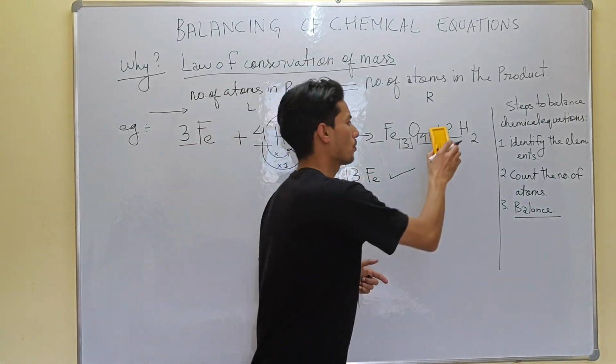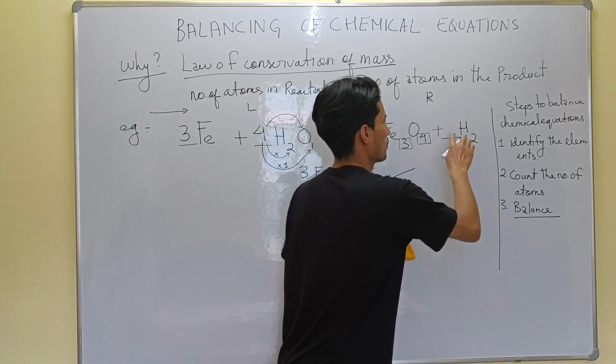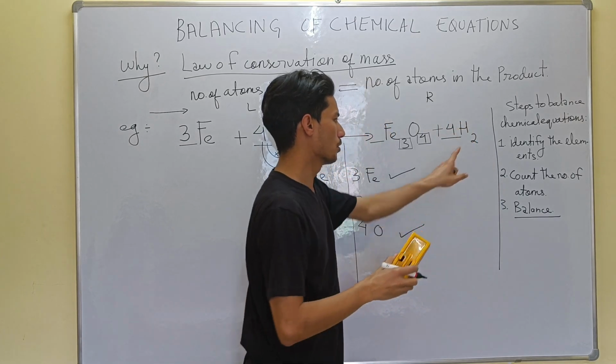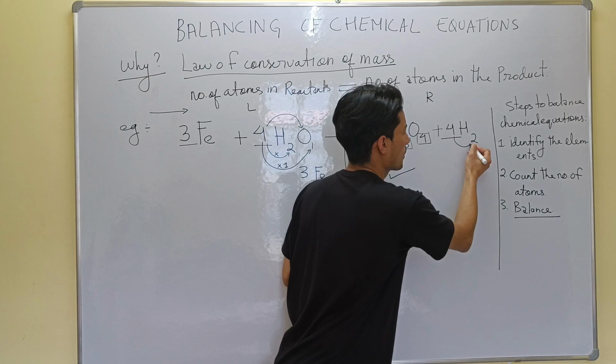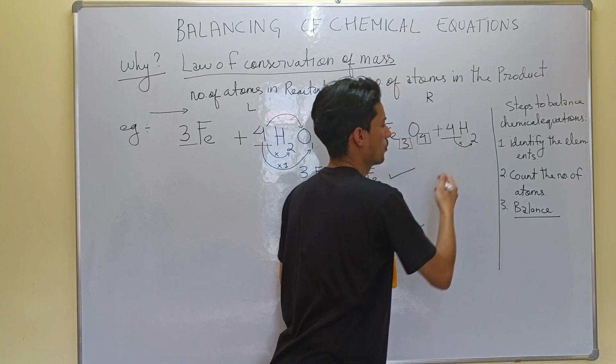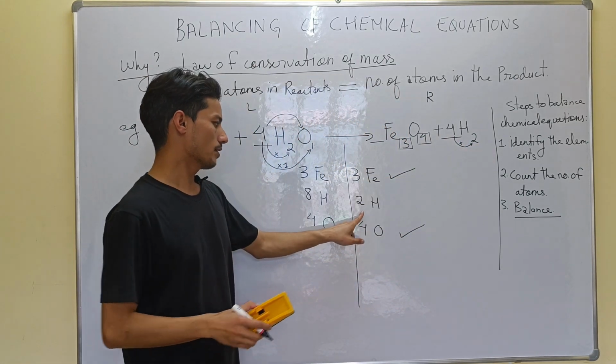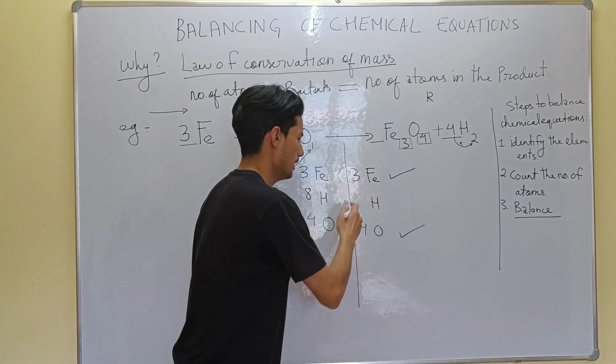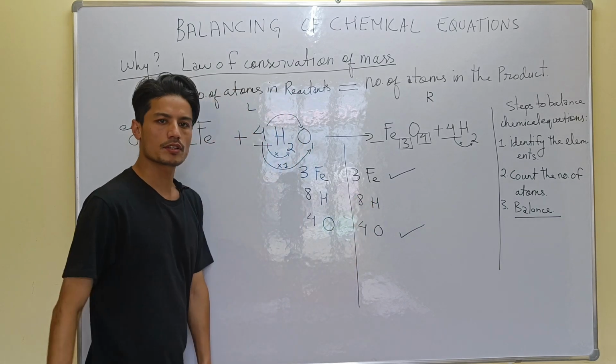The answer is 4, so you write here 4. So 4 times 2. 4 times 2s are 8. Okay, so this number will now change to 8. So now have a look.